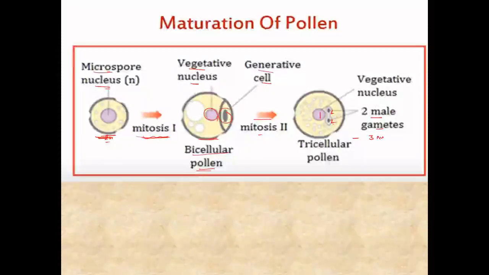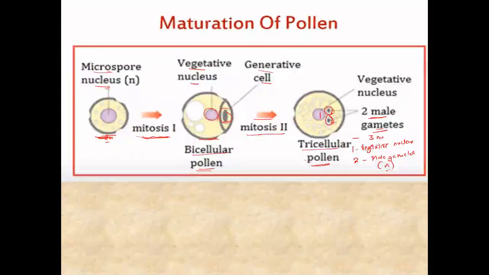But in the majority of angiosperms, it enters a second mitotic division, during which the generative cell will once again divide and result in the formation of 2 male gametes. So that is a tricellular pollen. It contains one vegetative nucleus and two male gametes, which are nothing but haploid male nuclei. So this tricellular pollen is now ready for dehiscence and to be released.